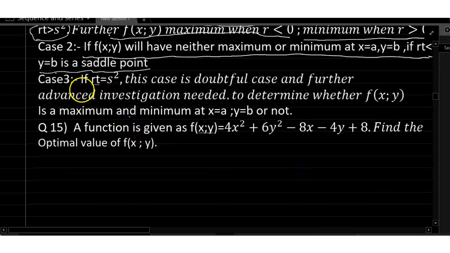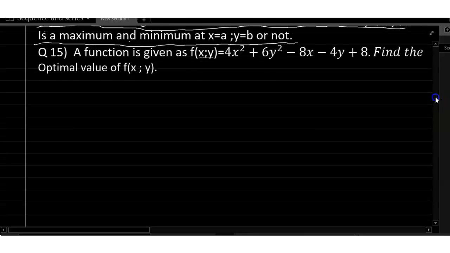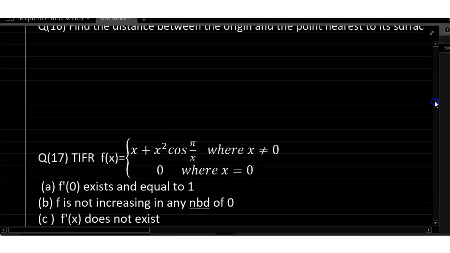And rt equals s square is a doubtful case. Further advanced investigation is needed to determine whether f(x,y) has an extremum at x equals a, y equals b. So I hope I cleared this total concept of maxima and minima.